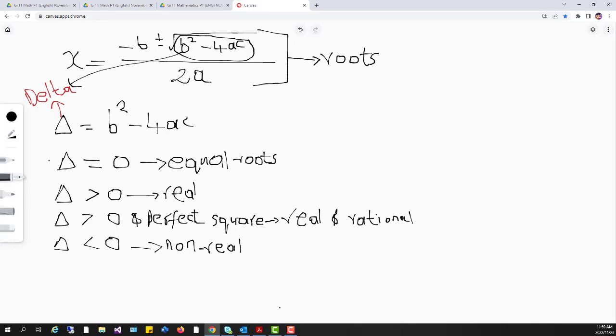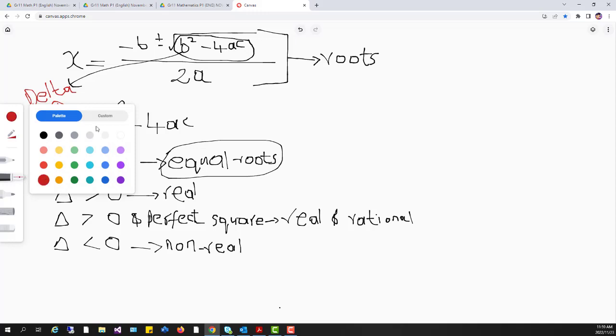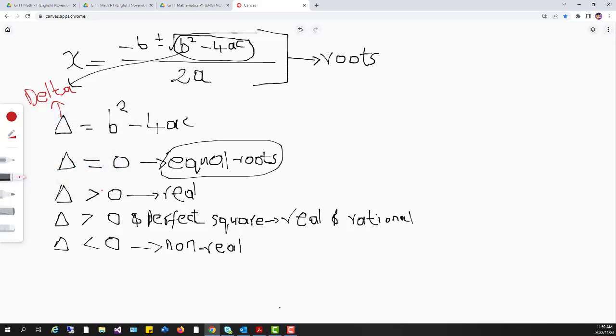If this delta is equal to 0, then we know that we're going to have equal roots. If this delta is greater than 0, just remember in mathematics when we say greater than 0, we are talking about positive. So if our delta is positive or greater than 0, then we have real roots.